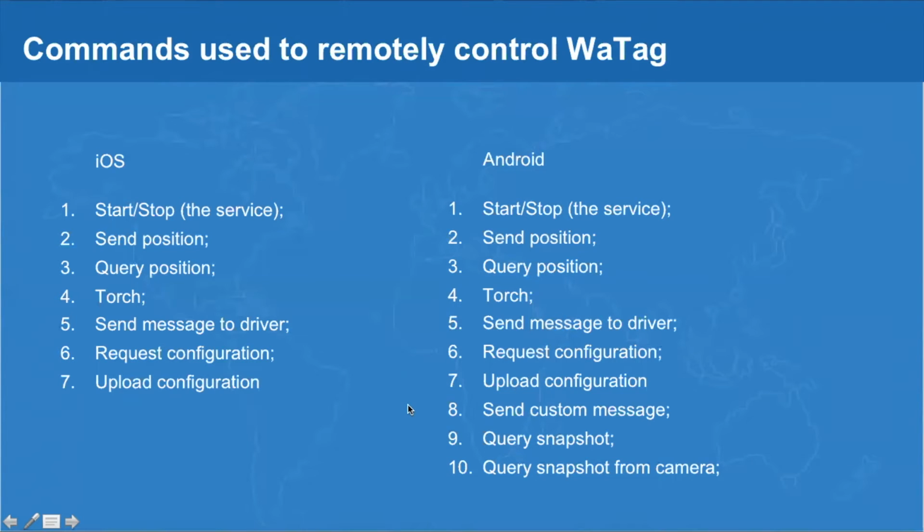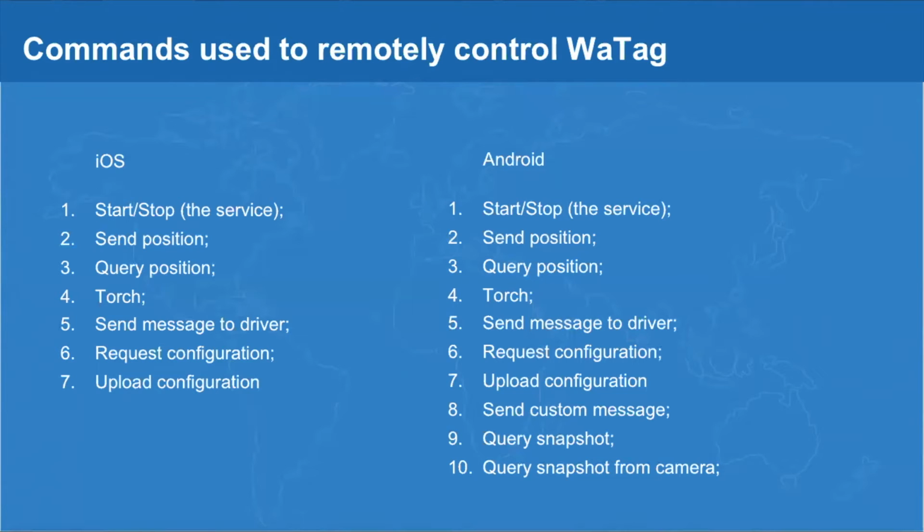This is related to the different structure of the two different operating systems, iOS and Android. It's not possible to query snapshot from the iOS version of WiaTag, but pretty much anything else is the same. Okay, so let's see the 7 commands. You can start the service, you can start tracking the WiaTag user, or stop tracking. This is the first command.